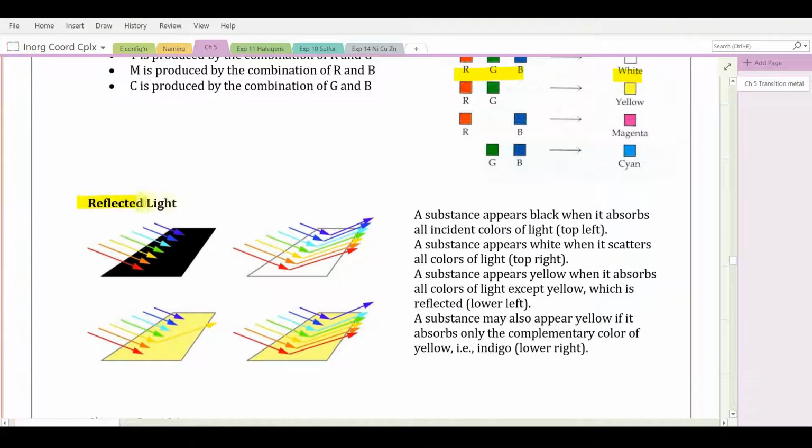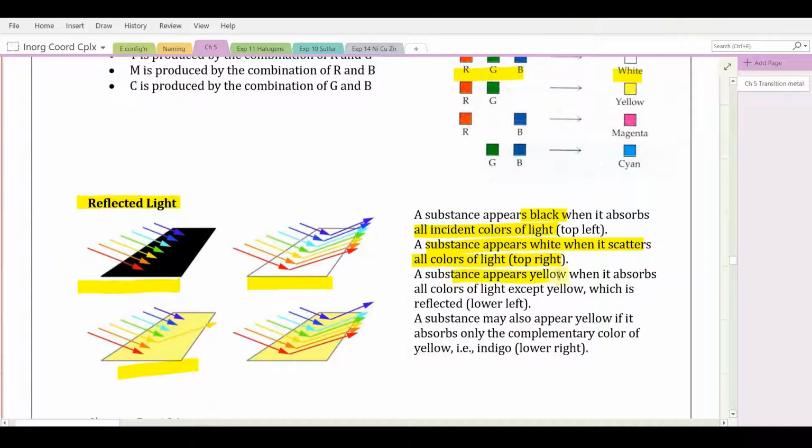Let's consider reflected light. In the upper left diagram, a substance appears black when it absorbs all the colors of light that are incident upon it. So no light is escaping, it appears black. Look at the top right here. A substance appears white when it scatters all colors of light, assuming that all colors of light are incident upon it. Look at the lower left.